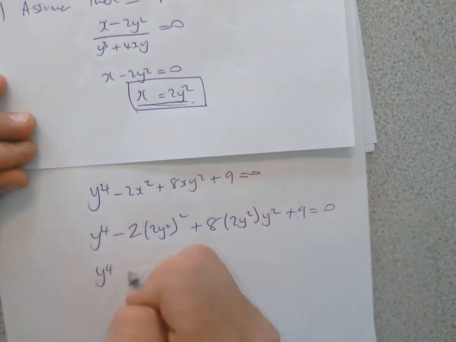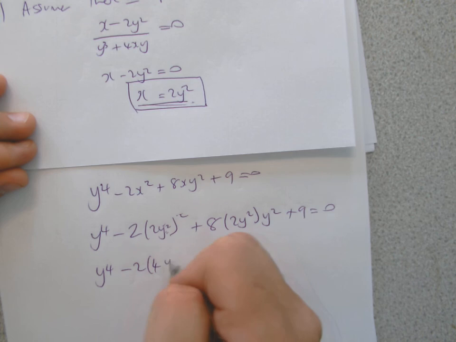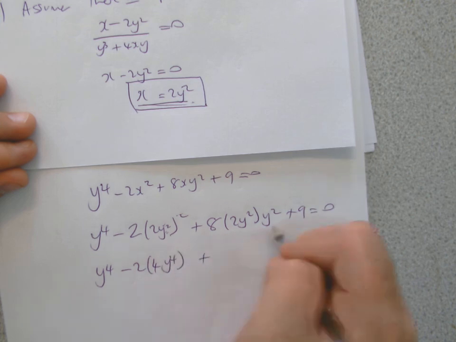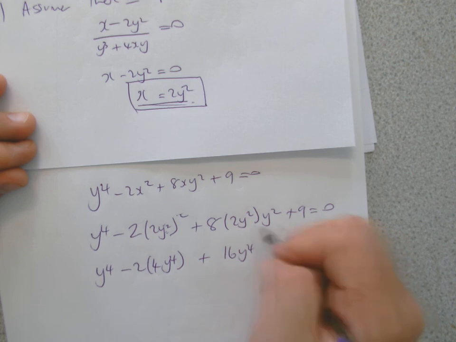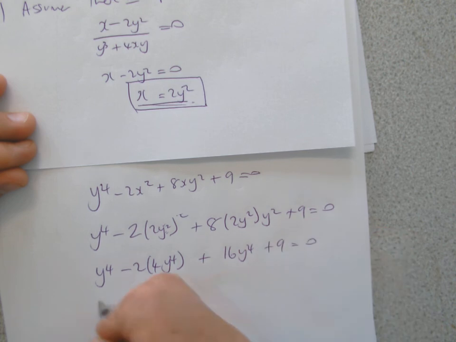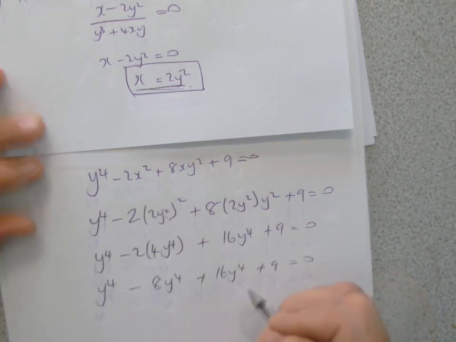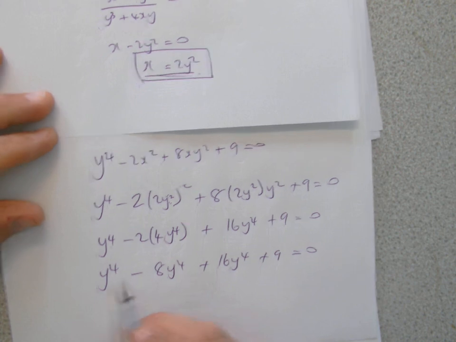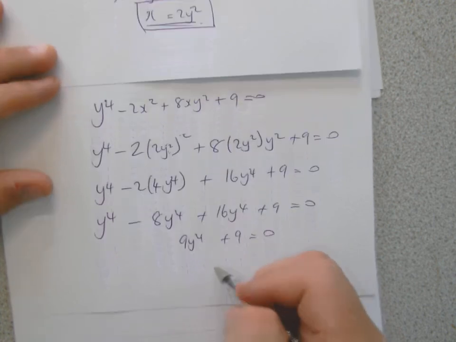This becomes y to the power 4. Square that bracket, well that becomes 4, and y to the power 2 squared, you times the powers. Multiply this out, so you get 16y to the power 4, adding the powers when you multiply terms. This becomes minus 8y to the power 4. And then working that out, with loads of y to the power 4, that becomes 9y to the power 4, plus 9 is 0.